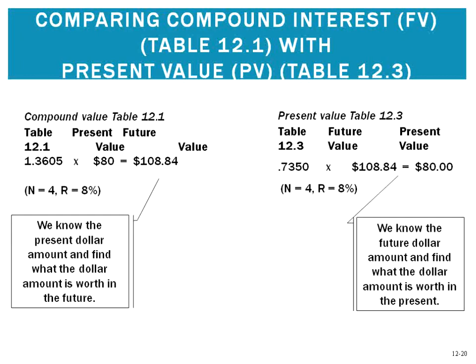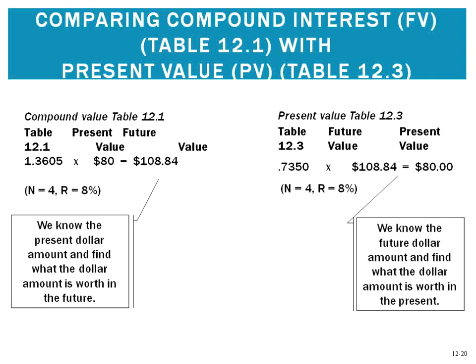Okay? But now, what if they would have given us $108.84 and said, in 4 years, I want $108.84. What should I invest today so that when it grows at 8%, I will have $108.84? So now you go to table 12.3. Again, number of periods, 4. Interest rate is 8, and you get that table factor, and you get 0.7350. Multiply that, and you'll get 80, which is the present value.